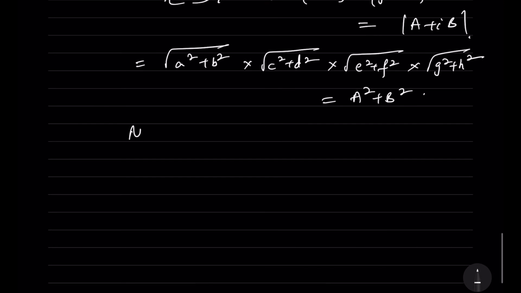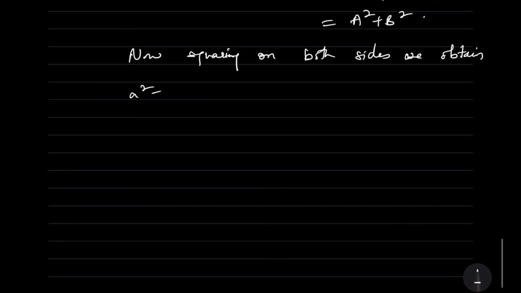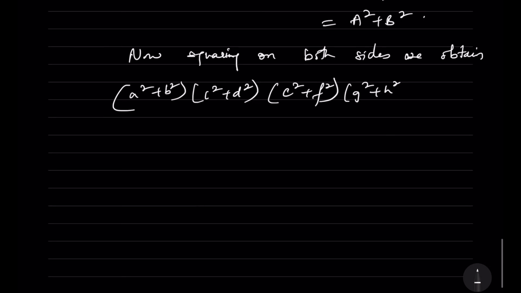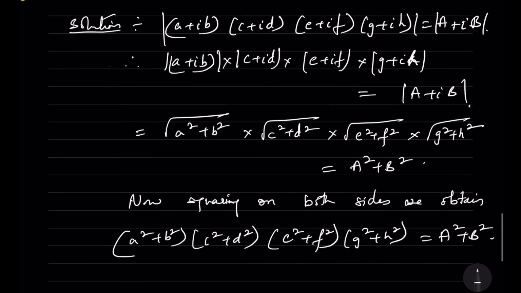So now squaring on both sides, we obtain a square plus b square into c square plus d square into e square plus f square into g square plus h square is equal to a square plus b square. Hence proved. This is what we had to prove by taking the mod.